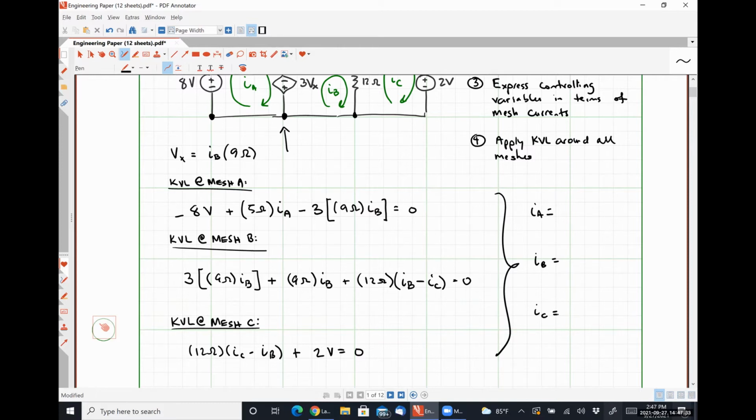Then, for my mesh C equation, I have 0 IA, -12 IB, +12 IC, and -2 volts when I move it over. When I solve, I get IA to be 1.986, IB to be 0.071 amps, and IC to be -0.095.